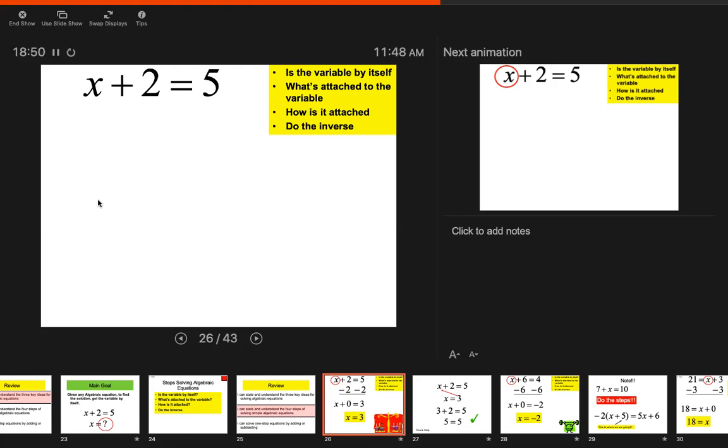It's attached by addition. Can everybody see that? 2 is being added to x. So how do you get rid of add 2? And whatever we do to one side, so what are we going to subtract from both sides? So we're going to subtract 2 from both sides.